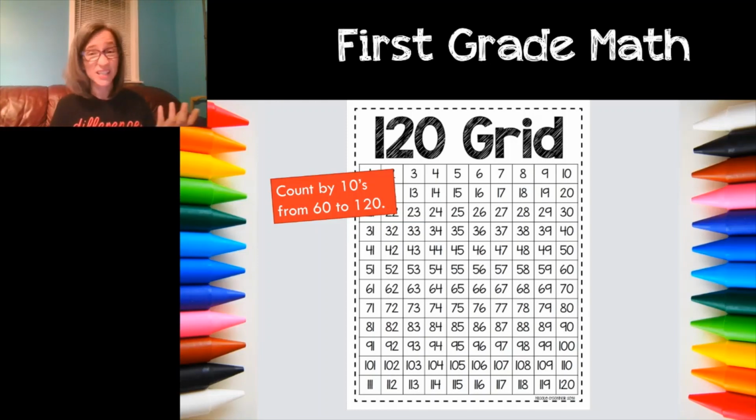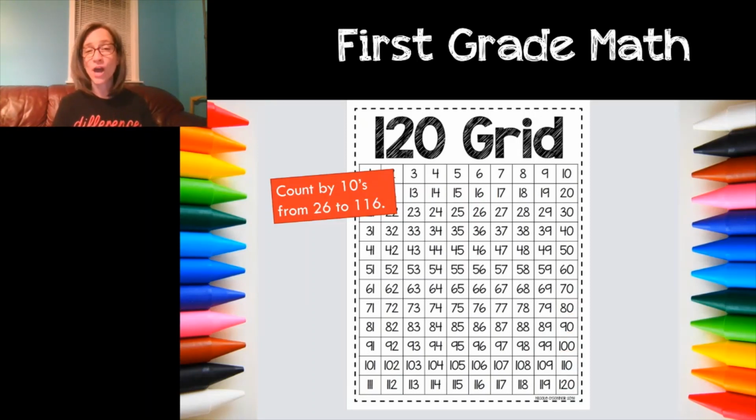Let's start at a different number. You don't have to start at 10. Let's start at 60. Ready? We're going to go from 60 to 120. 60, 70, 80, 90, 100, 110, 120.